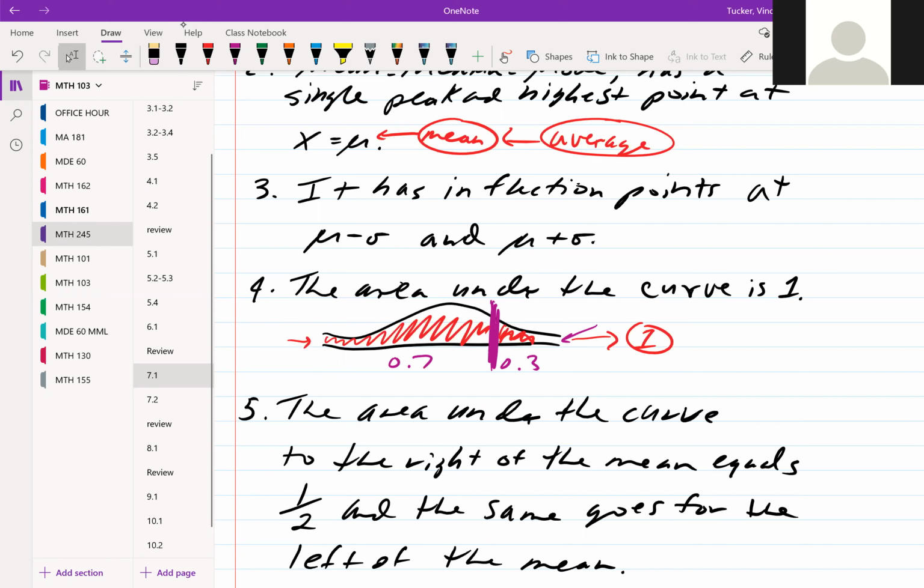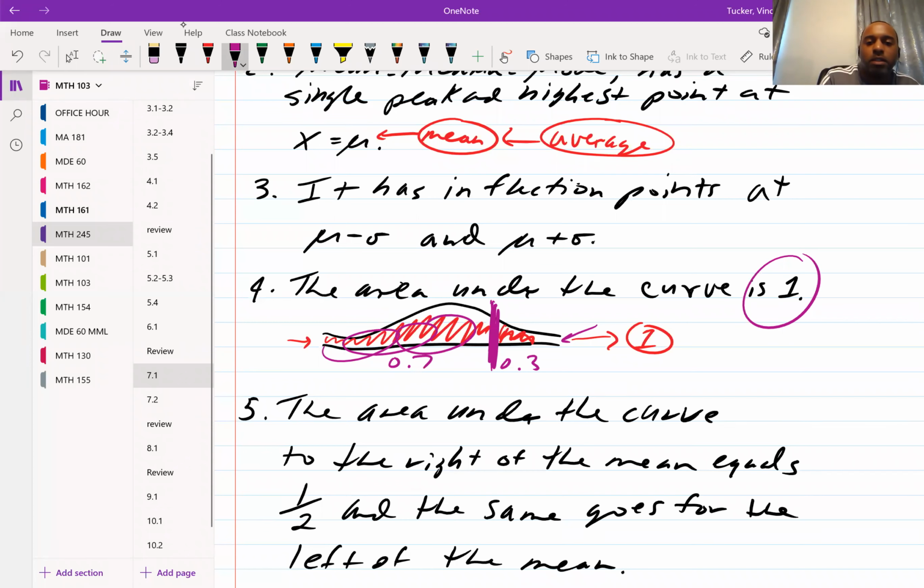Professor, so the inflection points have to equal 1 for it to work? No, not necessarily. When we say it's equal to 1, we're talking about all of the data under the curve. Your inflection points would be based on whatever your mean and your standard deviation are. Let's say your mean is 5 and your standard deviation is 0.2. So 5.2 would be one inflection point, and 4.8 would be the other.